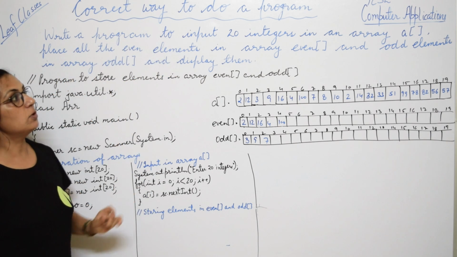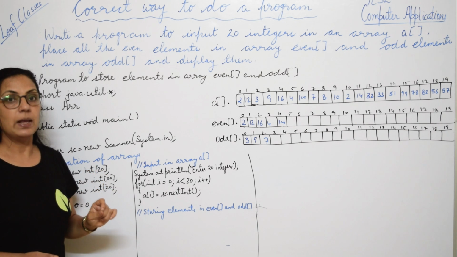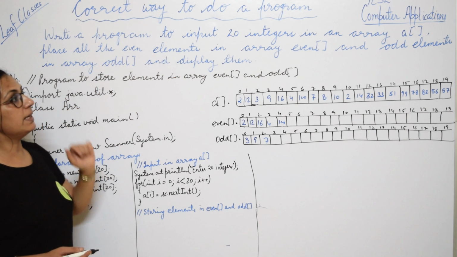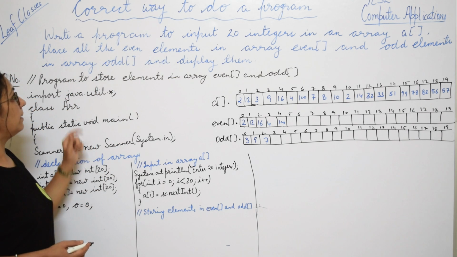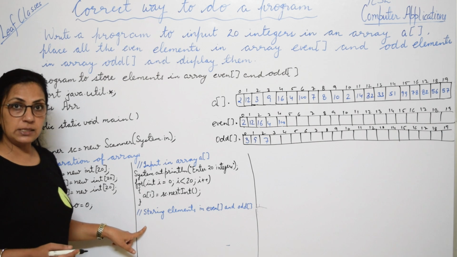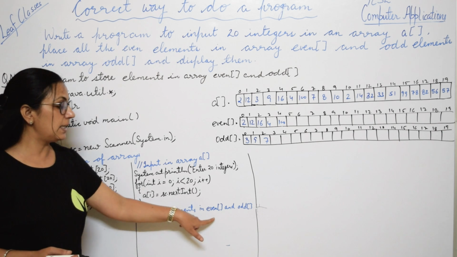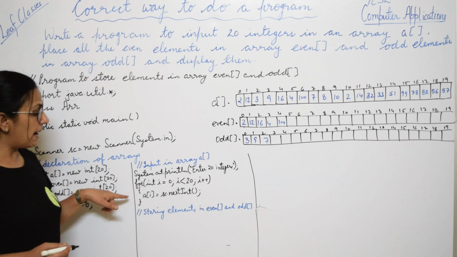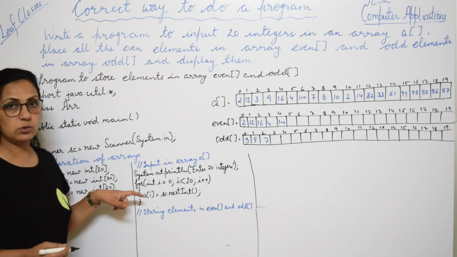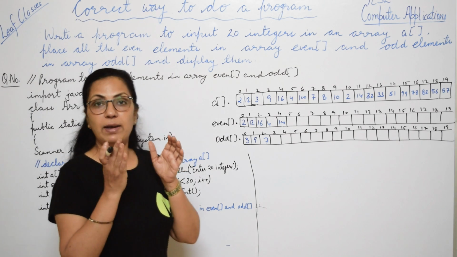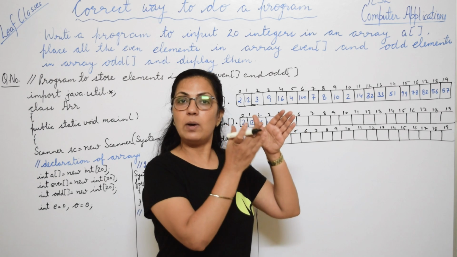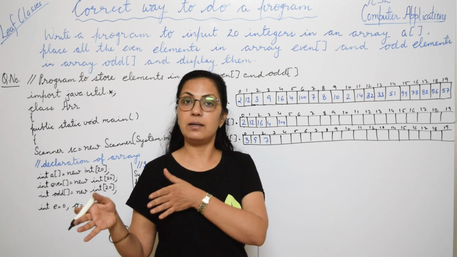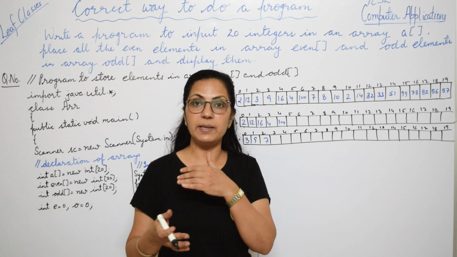Write a program to input 20 integers in array A. Now our second part will start. Place all the even elements in array even and all odd elements in array odd. So one more comment entry I have given here, storing elements in even and odd arrays, right? Now here this storing part we can do with input also, but I always prefer whenever we are doing array programs, one loop for only input, one for calculation and then for printing. It is always better, right?